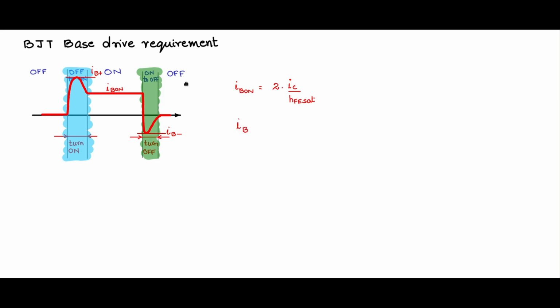Then IB plus, the turn on surge, that magnitude value will be 1.5 to 2 times IB on. And IB minus, the turn off negative magnitude, is 1.5 times IB on in magnitude. Now these are typical design guidelines. There is no formula for this. These are thumb rules, empirical in nature. So these have worked for many designers all over the world. So it's a good starting value. You start with this design and then fine tune it from there on.